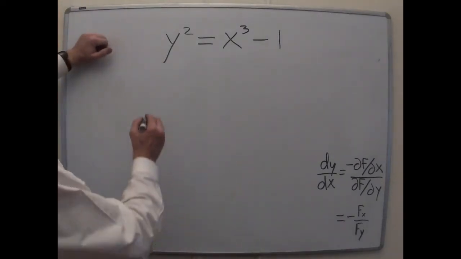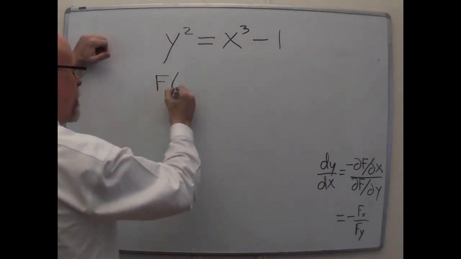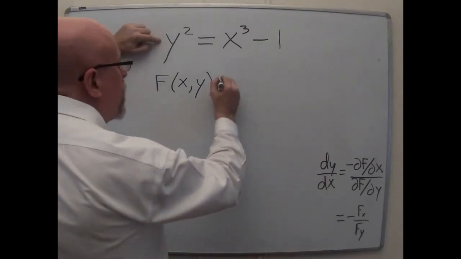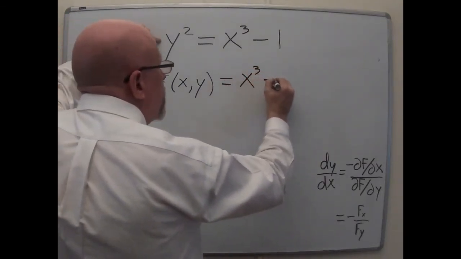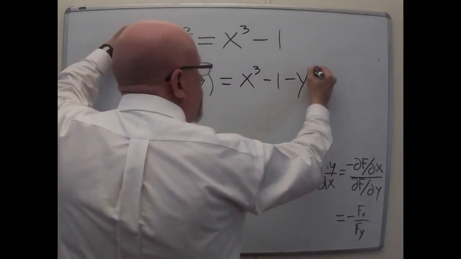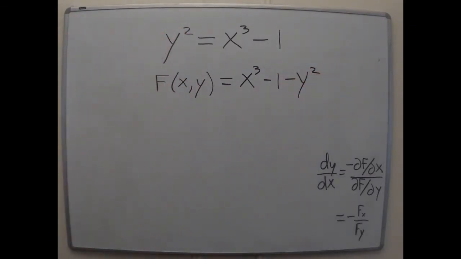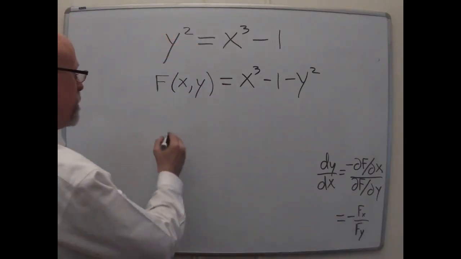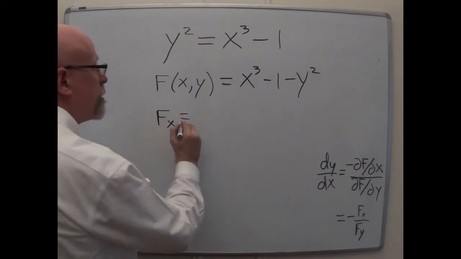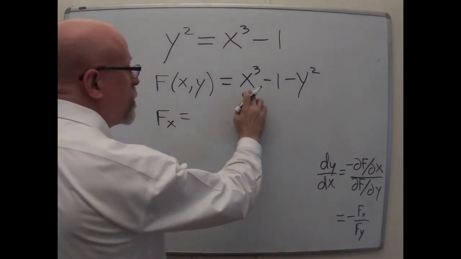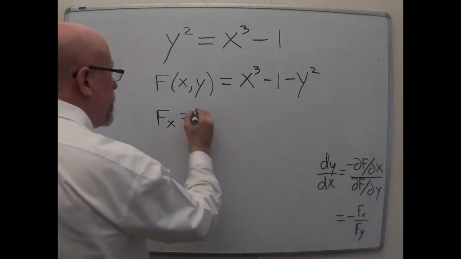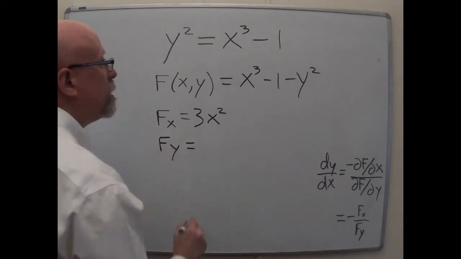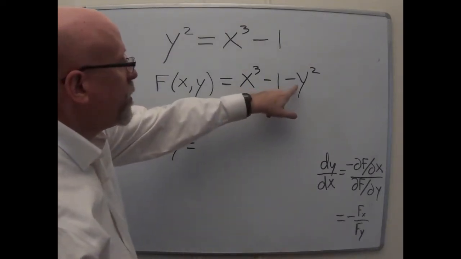How do we proceed? We write a function that basically encapsulates putting everything to one side in this equation. So I would write it as x cubed minus 1 minus y squared. Okay? The pieces I'm going to need are its x partial derivative. So f sub x, it's really just 3x squared and then 0 and 0, so 3x squared. f sub y is 0 minus 0 minus 2y.